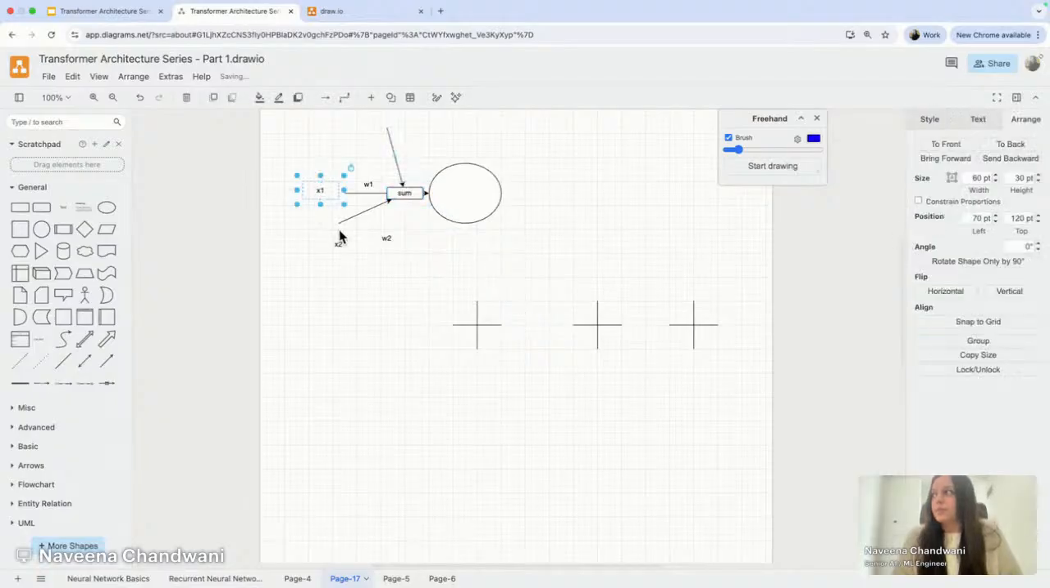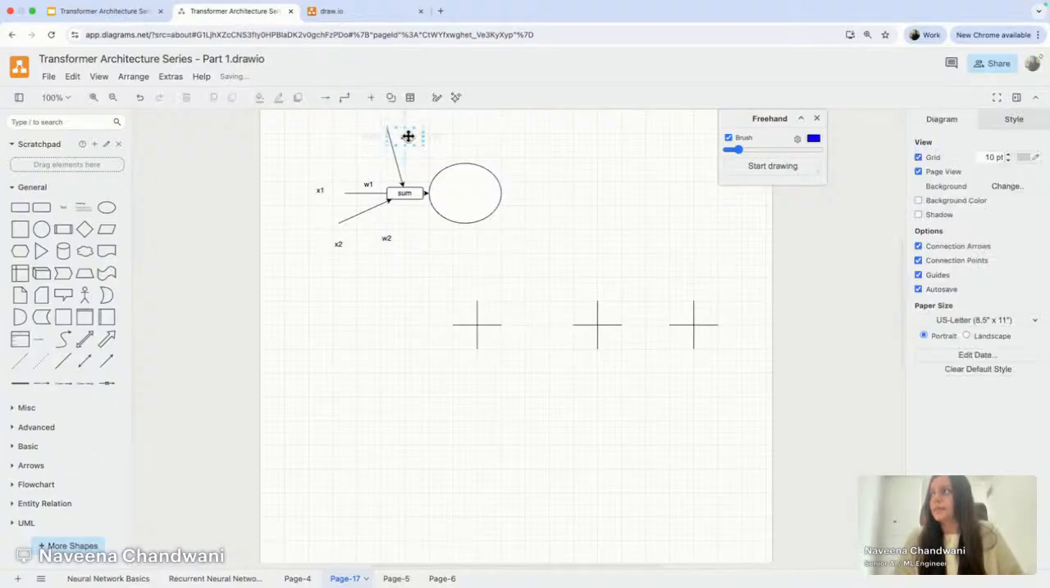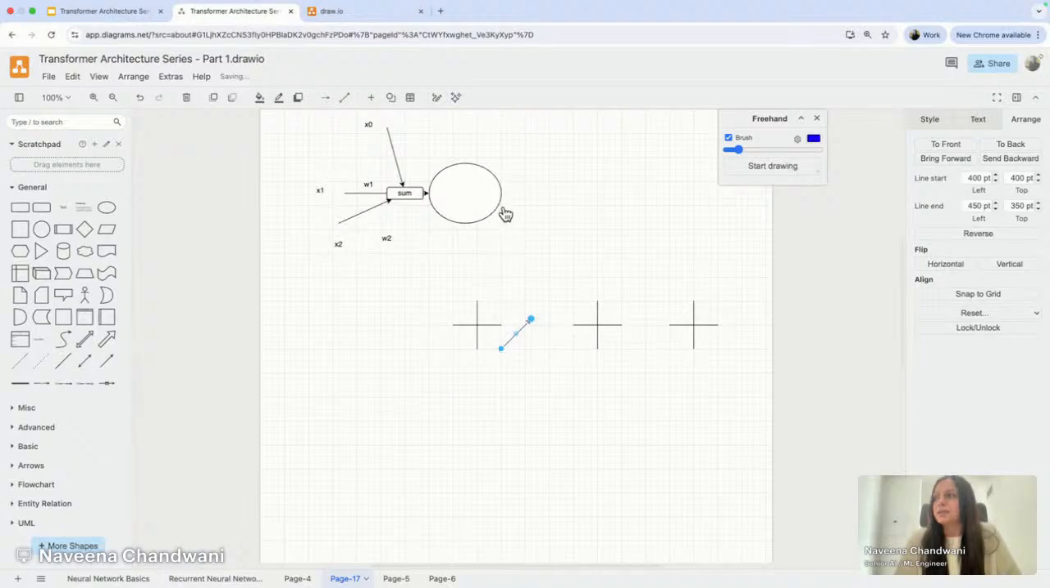So then this could be called x0. And now one way of looking at it is even when my inputs are, say, 0, I might still want to be generating a response. And that is where the bias term helps.